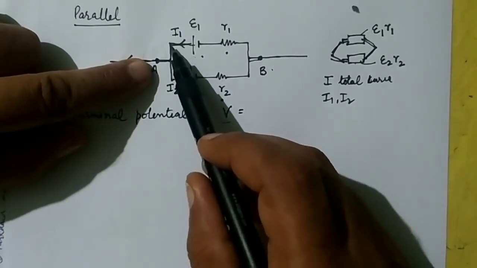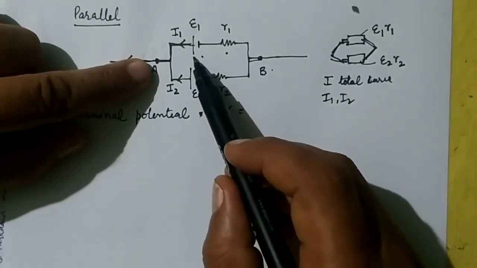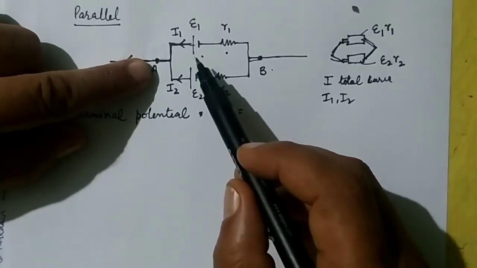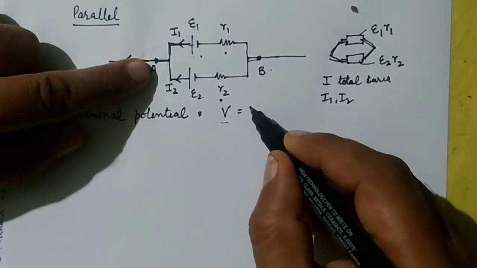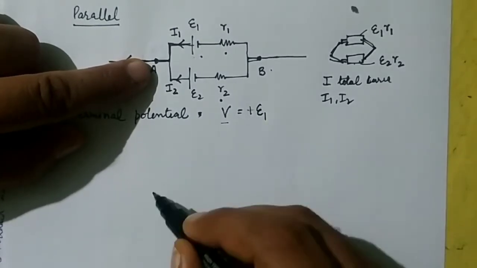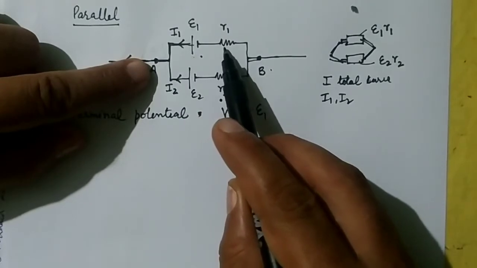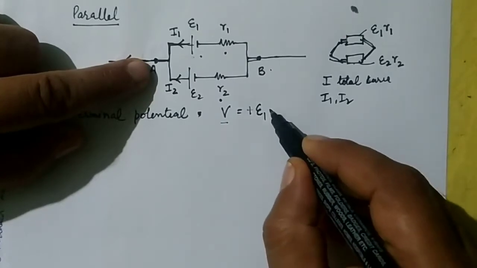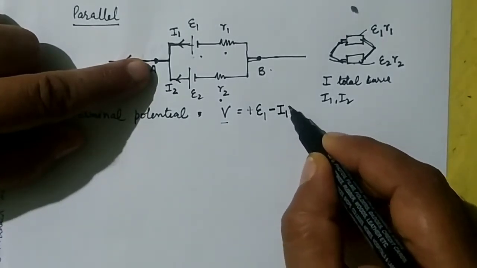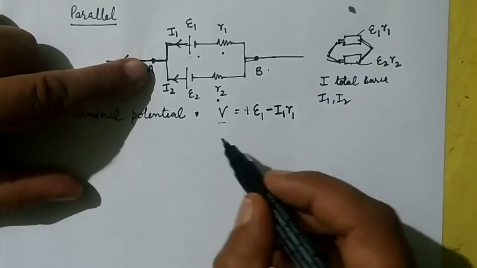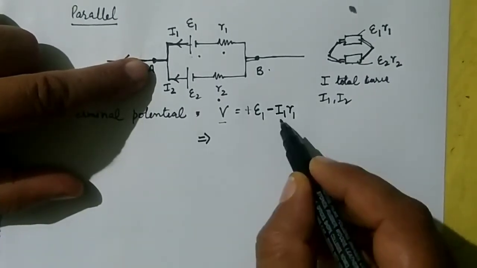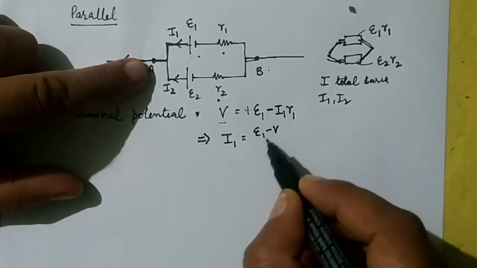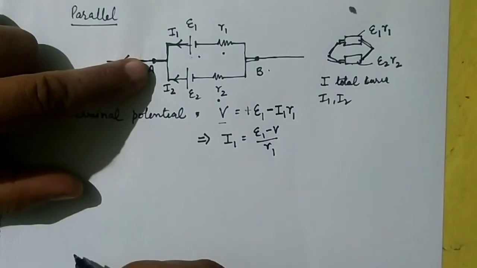So while moving from A, in this cell the current is according to the cell, so it is discharging, it generates the potential, so it becomes positive E1. Moving further, this is your internal resistance. Resistance always consumes the energy, so it is minus I1 R1. So from this equation I will calculate I1.